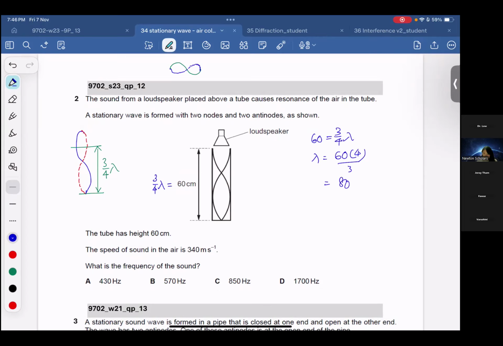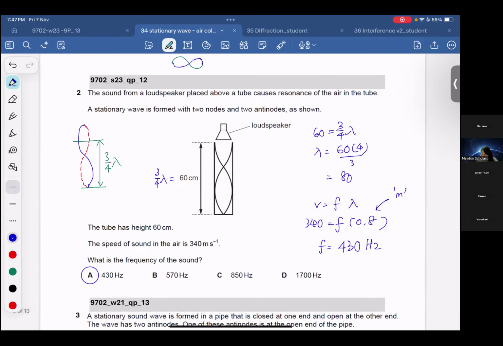So that is 80, and this one is cm. Boys and girls, please make sure you convert. V equals F lambda. So 340 equals frequency times 0.8 meter. Remember to convert to meter. So the frequency you should get is 430 hertz. The answer should be A. Let me have a look, Manjo. Yes, correct.